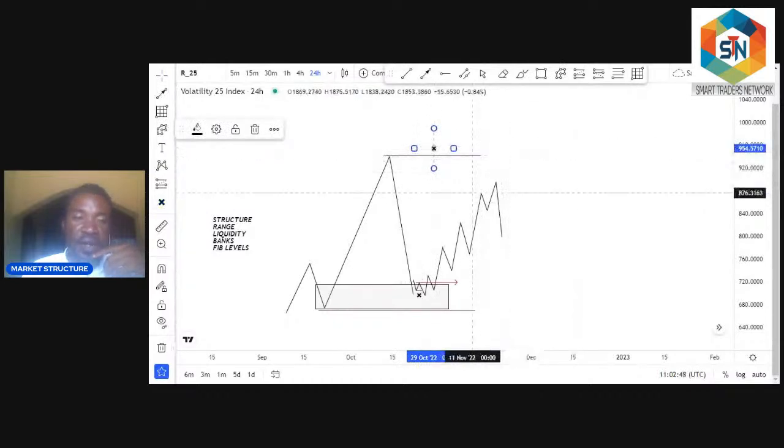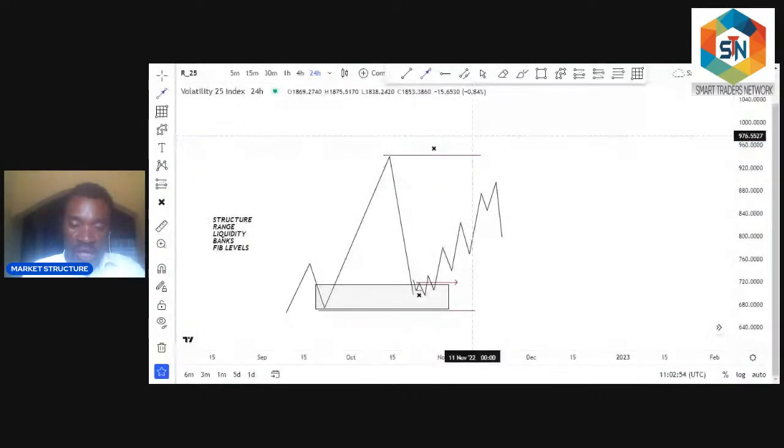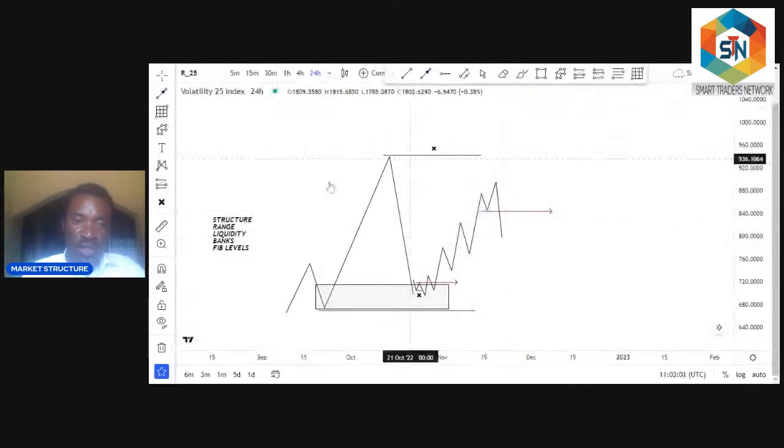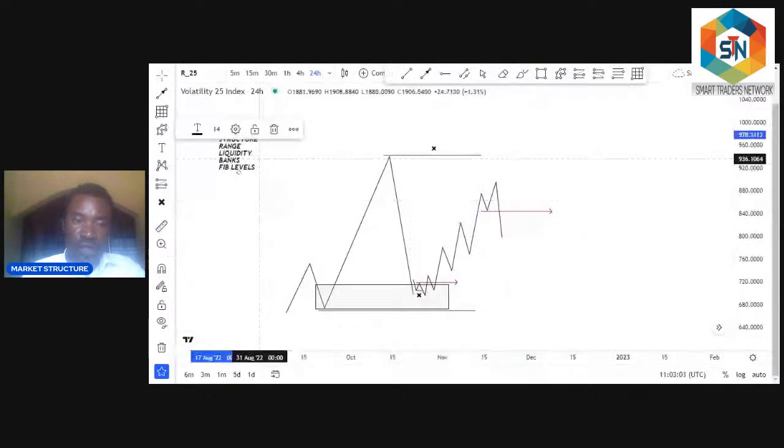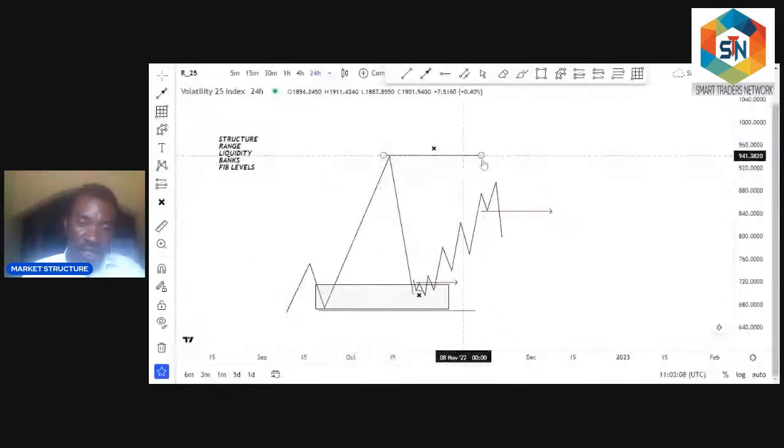Price has not cleared it, and then price breaks structure within your range. Price gives you a break of structure to the downside within your trading range. Remember, structure is still bullish. Trading range is still intact. The high, which is your external liquidity, has not been captured. Now, this is the high.